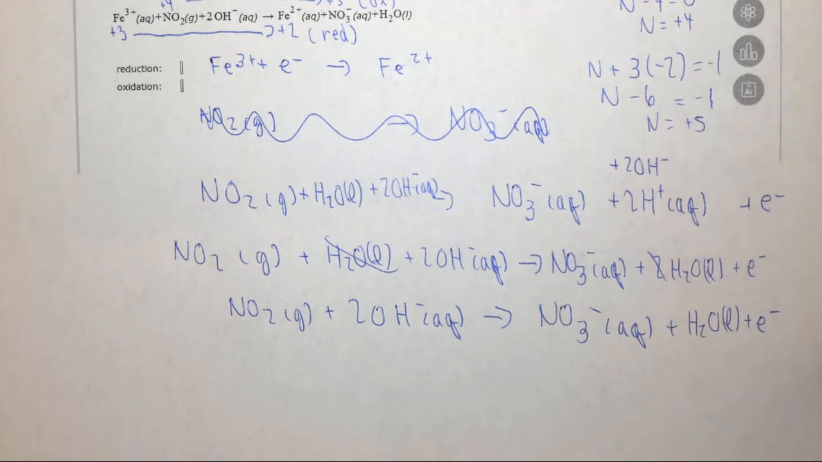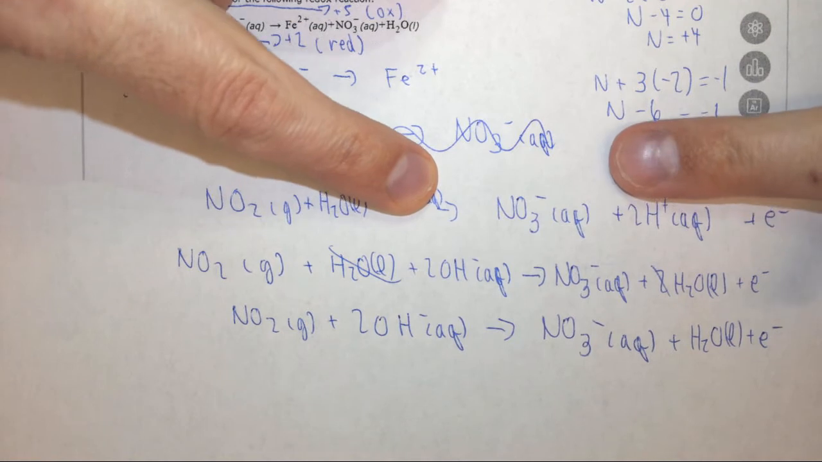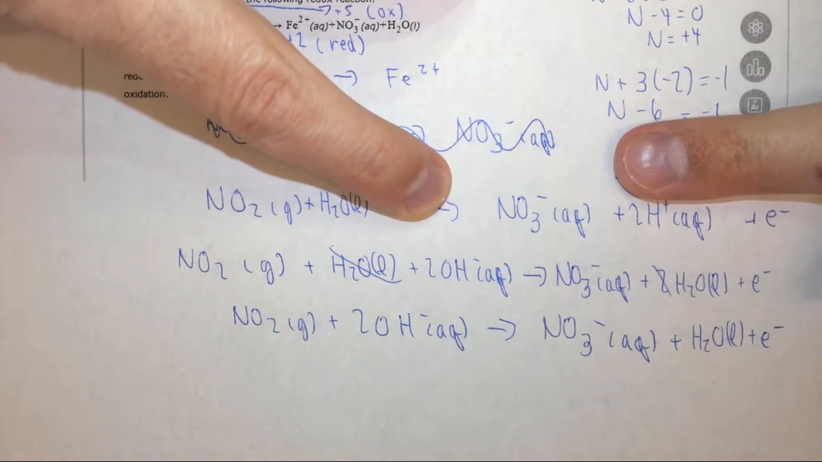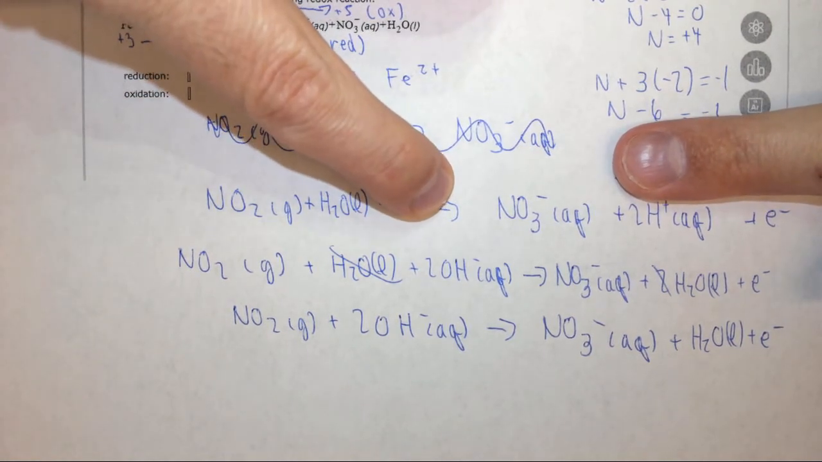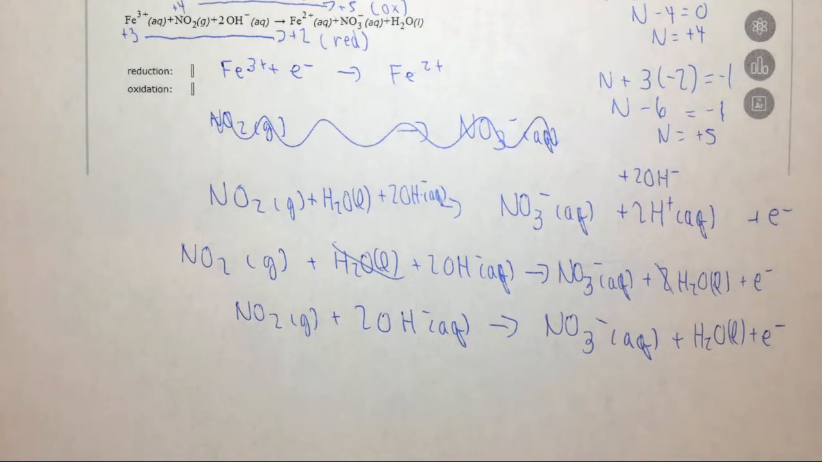Note that if it was an acidic solution, we never would have added these OH minuses, and that would have been our half reaction if it was an acidic solution. So that is essentially how we figure this out, very much like the previous problem on this playlist.